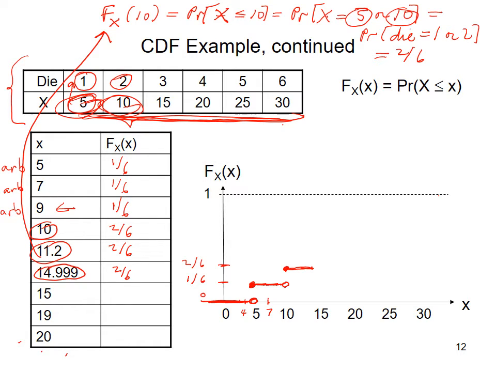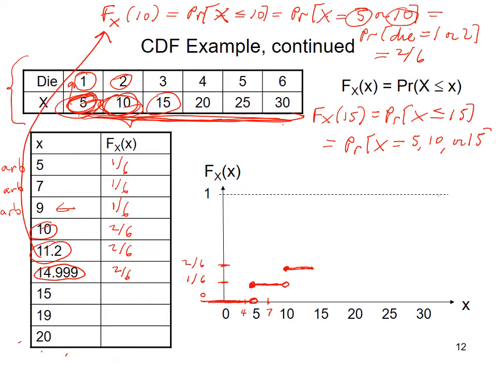Okay, now the minute I get to 15, it's going to take a jump. So F_X of 15 is, of course, by definition, probability x less than or equal to 15. So now what values of x are less than or equal to 15? So x can be 5, 10, or 15. The only values less than or equal to 15 for x.